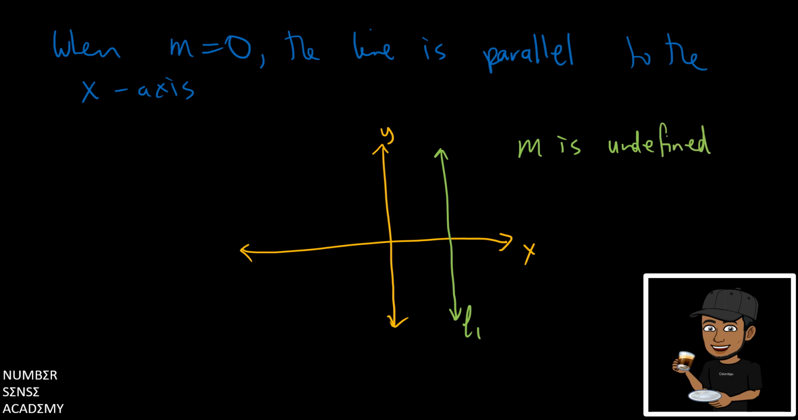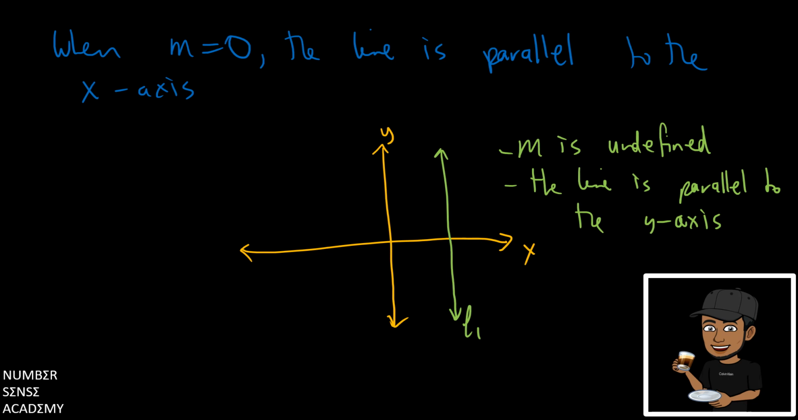We don't know how this is just a falling off a cliff. It doesn't have a slope. It's just as steep as it gets. And you notice that when m is undefined, the line is parallel to the y-axis. So these are things that you can keep in mind about the slope.